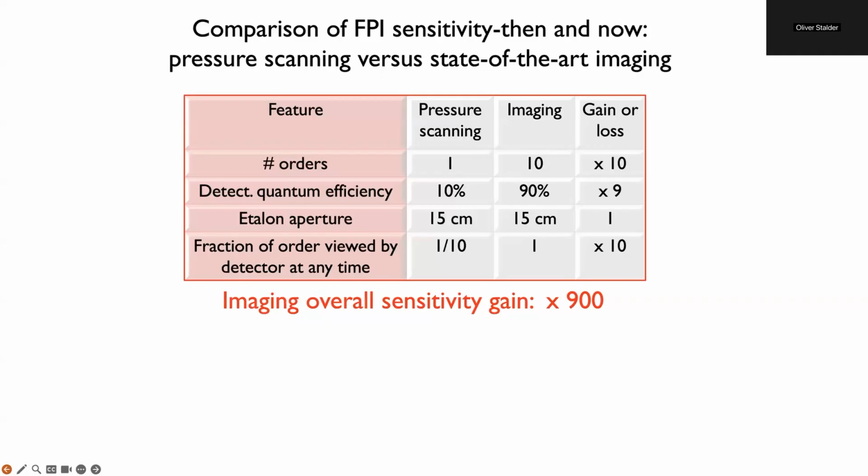Whereas with a scanning Fabry-Pérot, whether pressure scanning or piezoelectric scanning, you have to use an aperture. That means that 90% of the light from the peak of the order will be excluded.